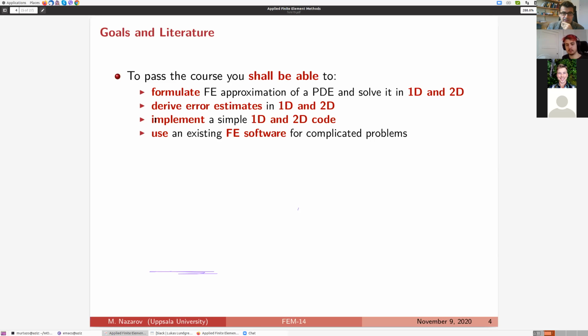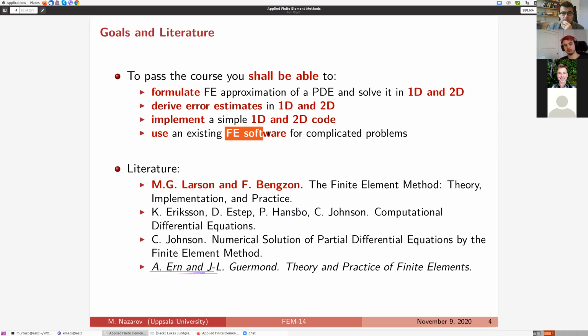Then, since one part of the assessment is implementation, you will do implementation in 1D and in 2D. We use MATLAB, but you can of course use something else, whatever you want. Then for the 3-dimensional case and realistic problems, we're going to use some finite element software. I will talk also about which finite element software we use in a while.